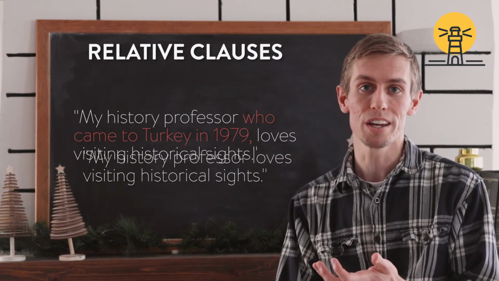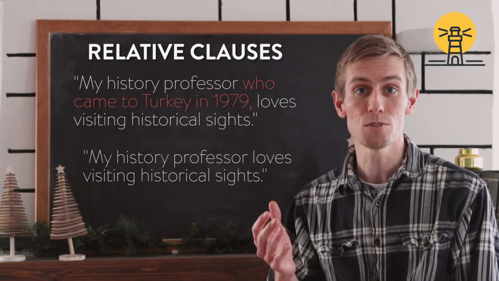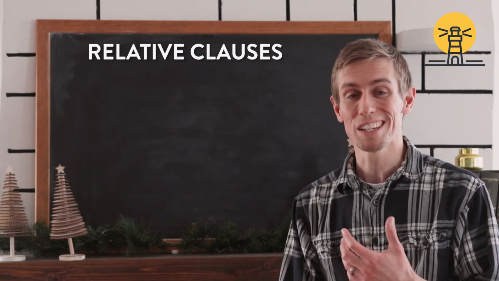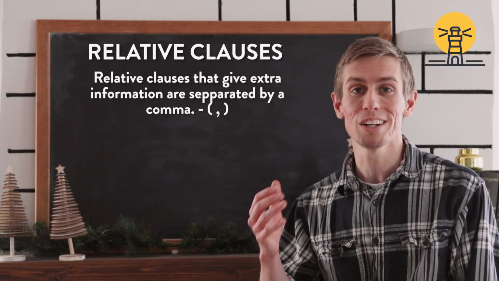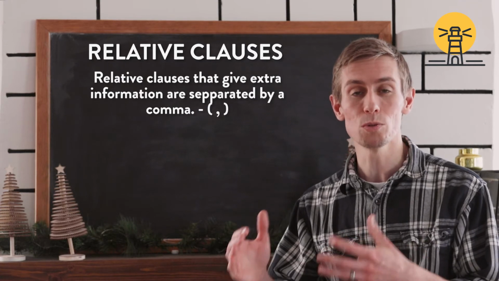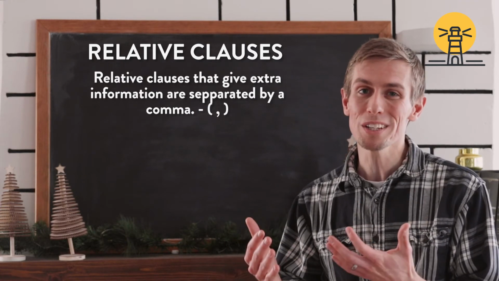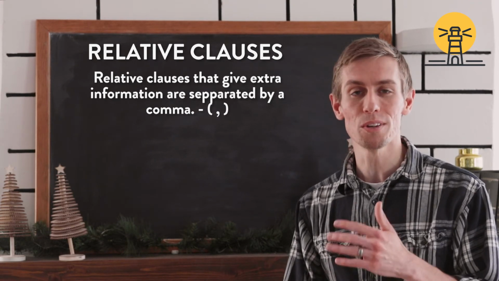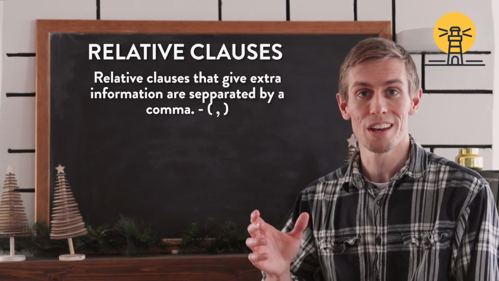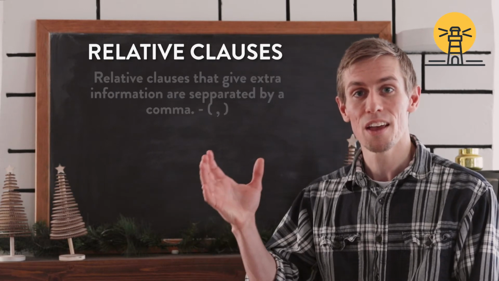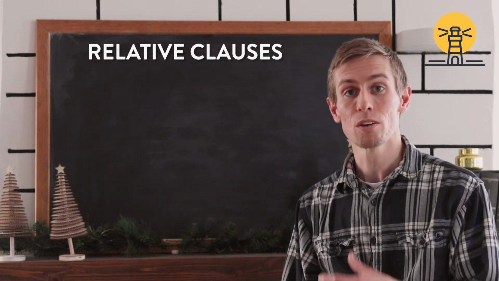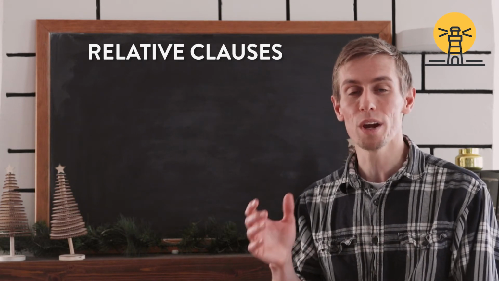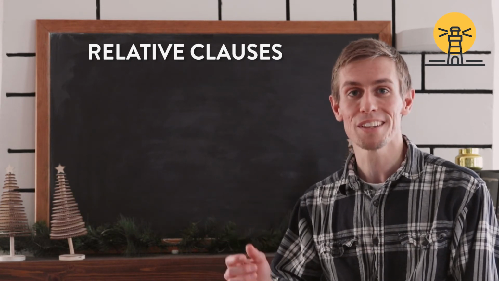You could simply say, "My history professor loves visiting historical sites." Now, relative clauses that give extra information are separated off by commas when used in writing. But when we're speaking, you can't really tell the difference. But the biggest reason to know the difference between relative clauses that are defining the noun that comes before them, as opposed to relative clauses that give extra information, is the way we use the pronoun that.